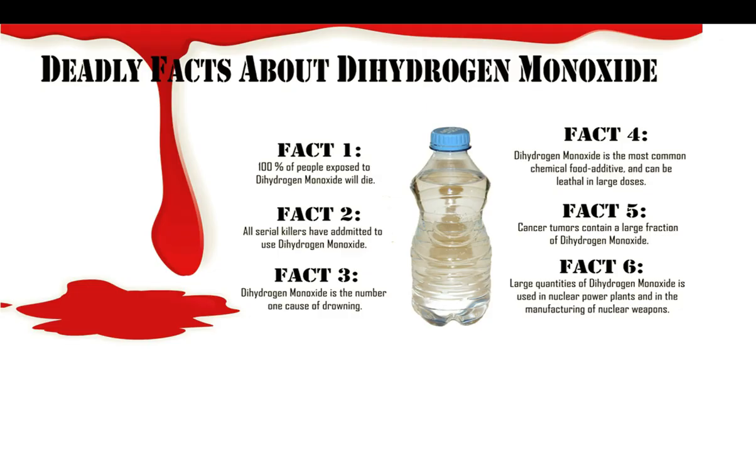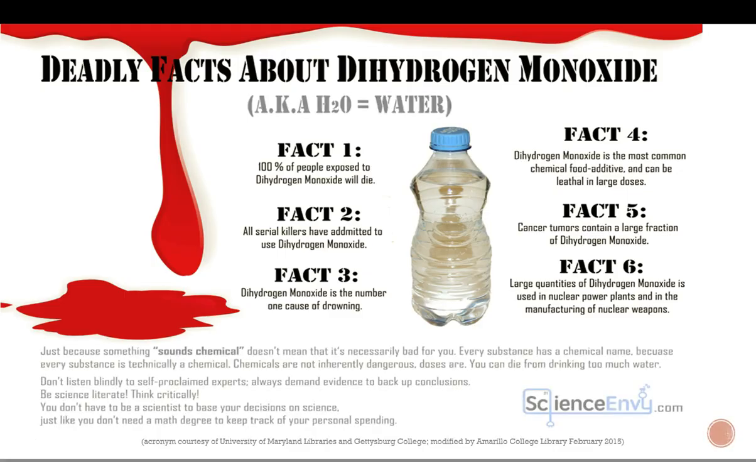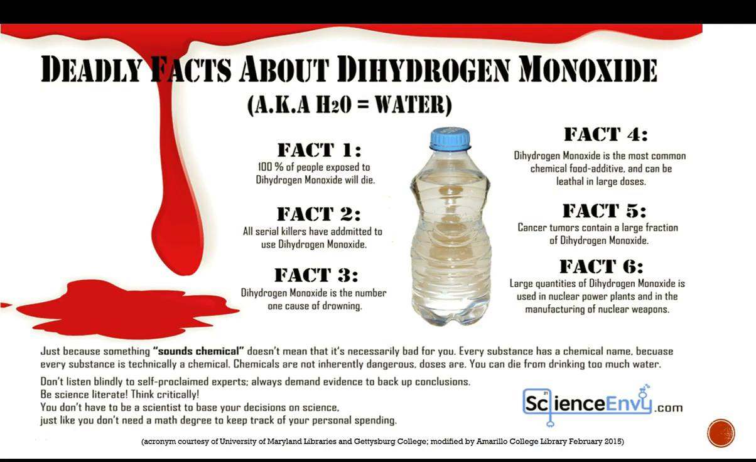Have you heard about the deadly dihydrogen monoxide? All serial killers have admitted to using it. Cancer tumors contain a large fraction of it and 100% of people exposed to this substance will die. Terrifying, right? Why? It's just water. This infographic is all true information, but we need to think critically when we're evaluating sources and not get caught up in bias. How do I evaluate sources?